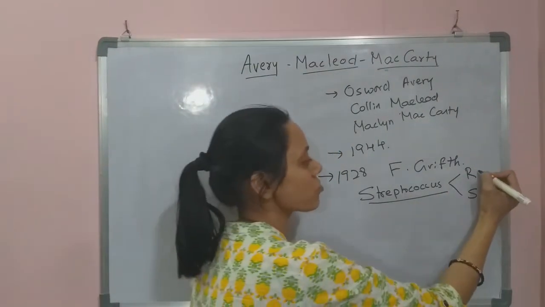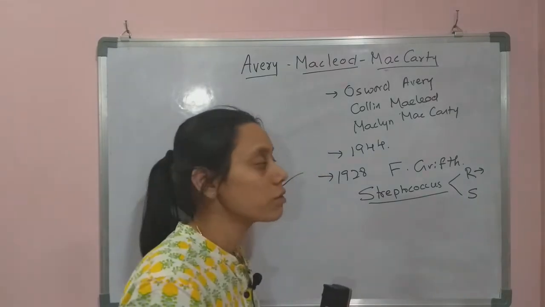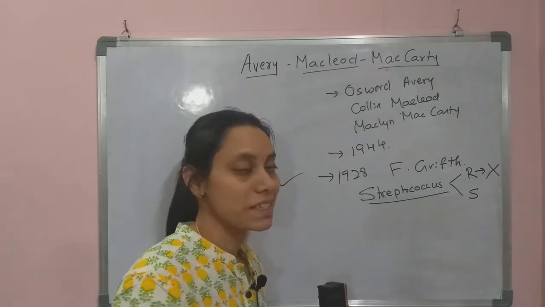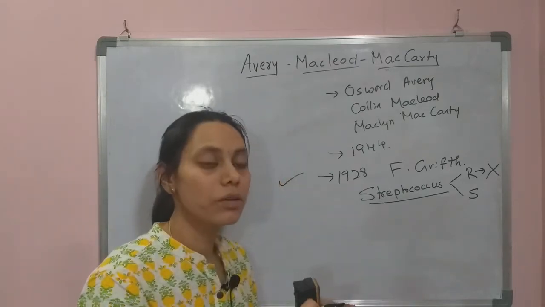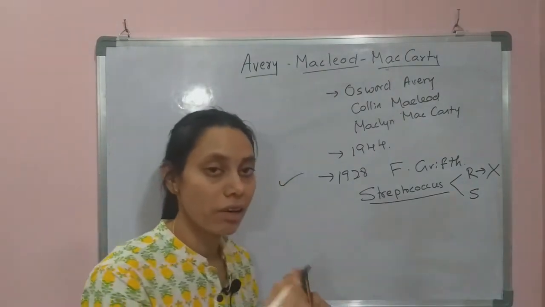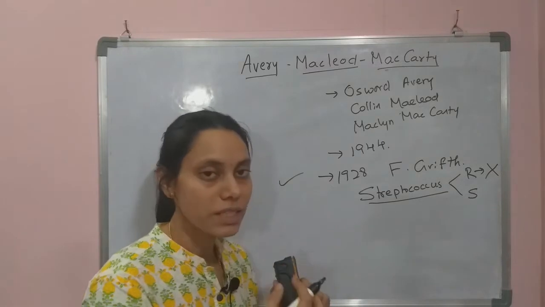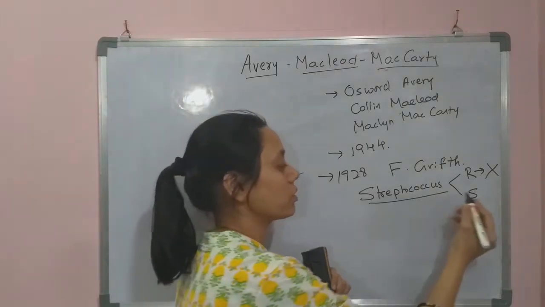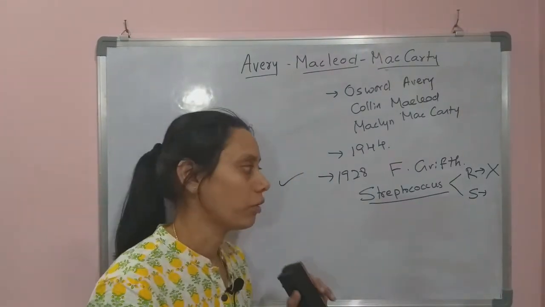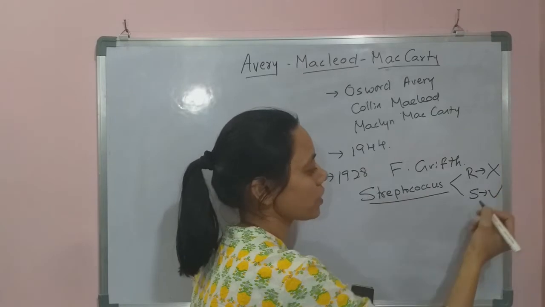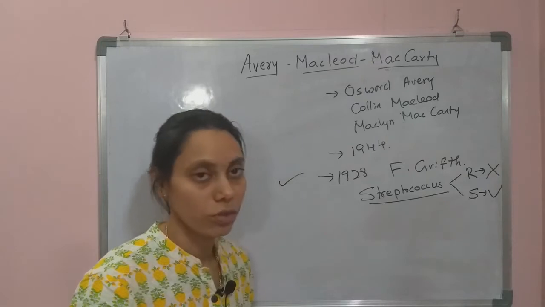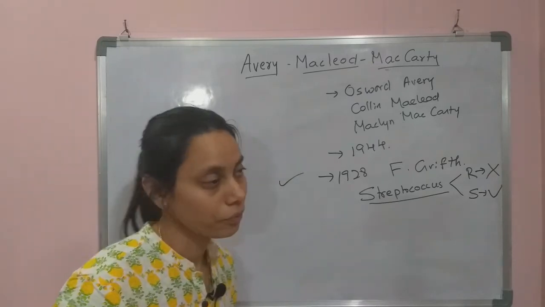The R strain, which is also called the rough strain, cannot cause infection in mice because the R strain lacks a polysaccharide capsule. But the S strain, also known as the smooth strain, is able to cause infection in mice, and it has the polysaccharide capsule as an outer cover. Due to the presence of the polysaccharide capsule, it causes infection, and the mice eventually die when treated with the smooth strain.